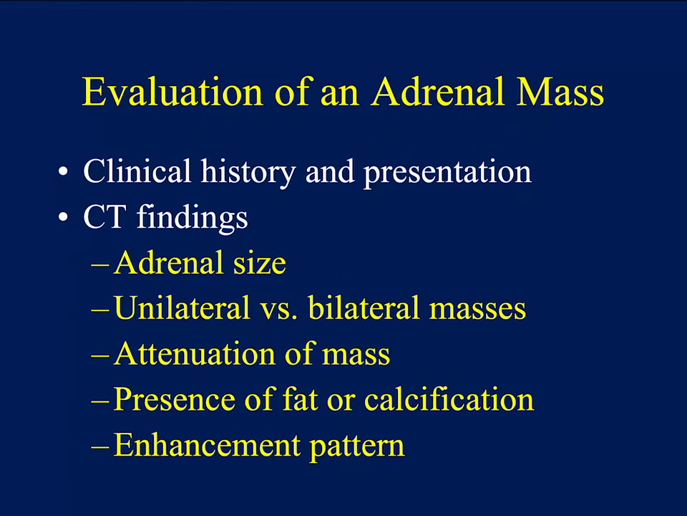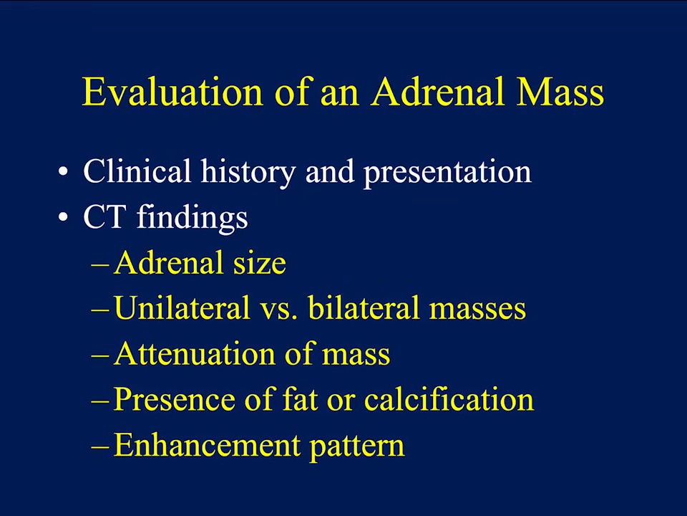Now, when I look at adrenal masses, things I think about: clinical history and presentation. Is the patient Addisonian? Is the patient Cushing's? Is the patient hypertensive? Hypertensive patients, you're thinking about pheo, right? Cushing's, you're thinking about adrenal cortical carcinoma. We look at adrenal size, again, above, under 4, but recognizing that pheos or adrenal cortical carcinomas can be under 4 or over 4.